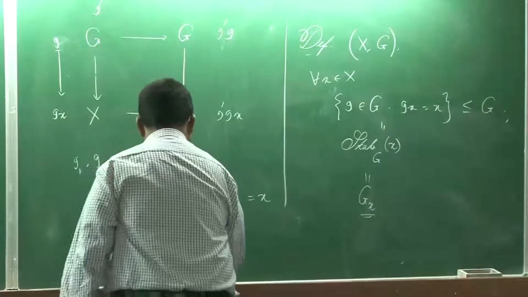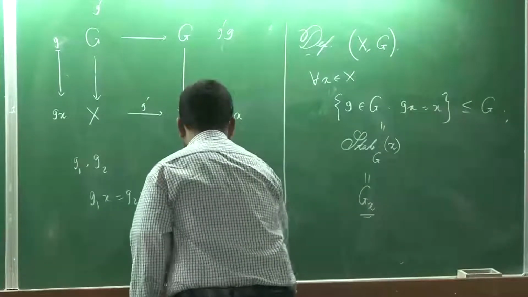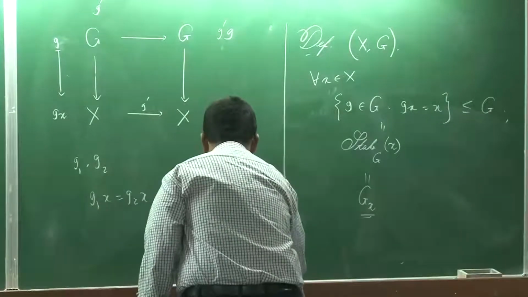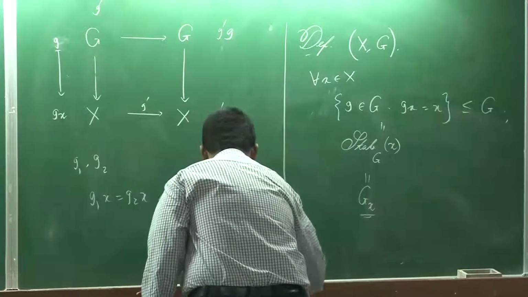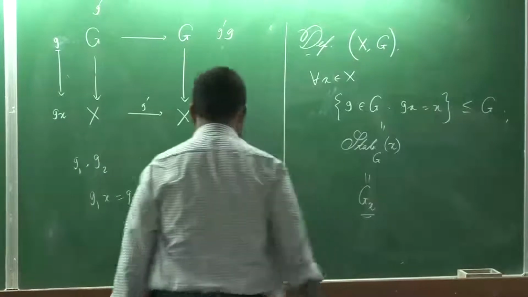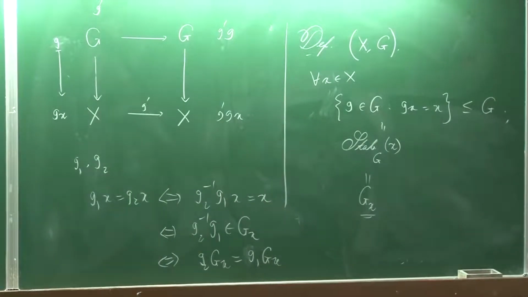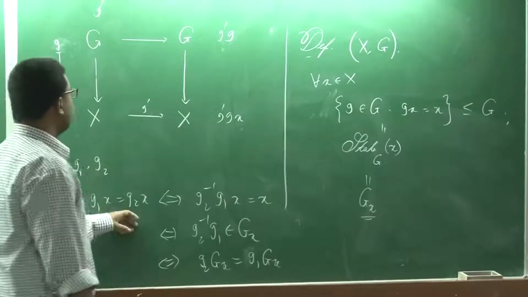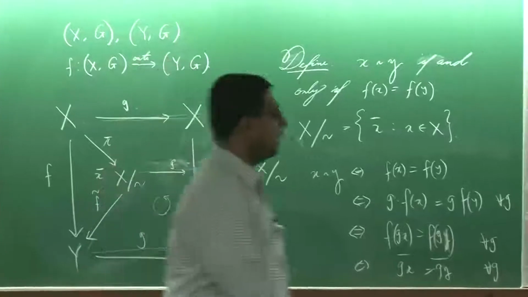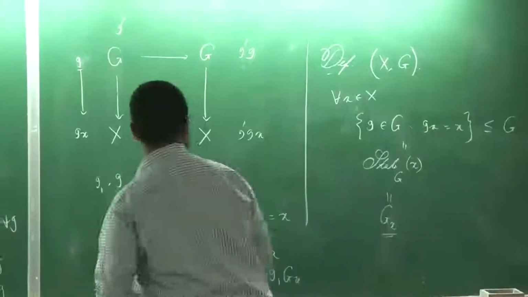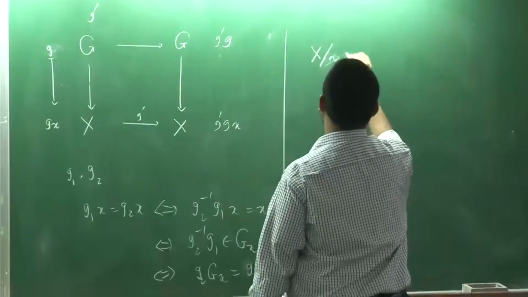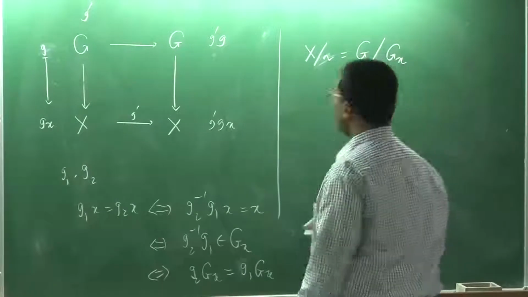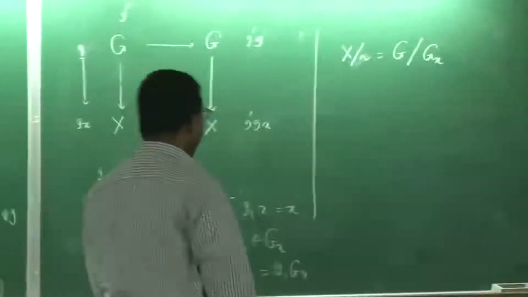So, now if we come here in this situation, what we see is g2 inverse g1 belonging to the stabilizer of x, which is equivalent to saying that the two cosets are the same. That immediately tells us that in this context, X mod tilde is nothing but the set of all left cosets of the stabilizer of x. Okay, that is fine.